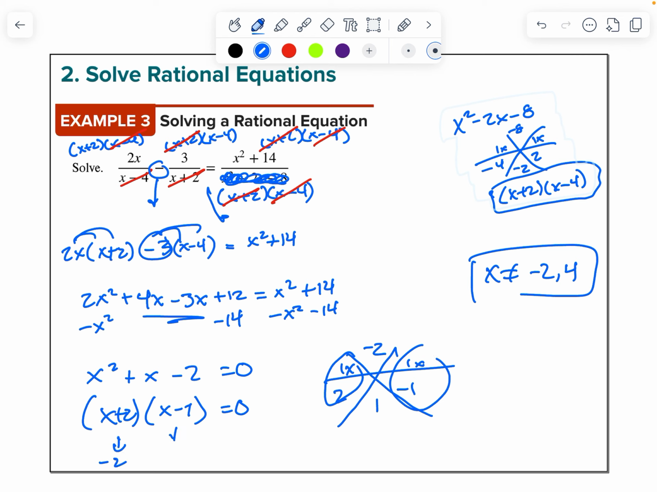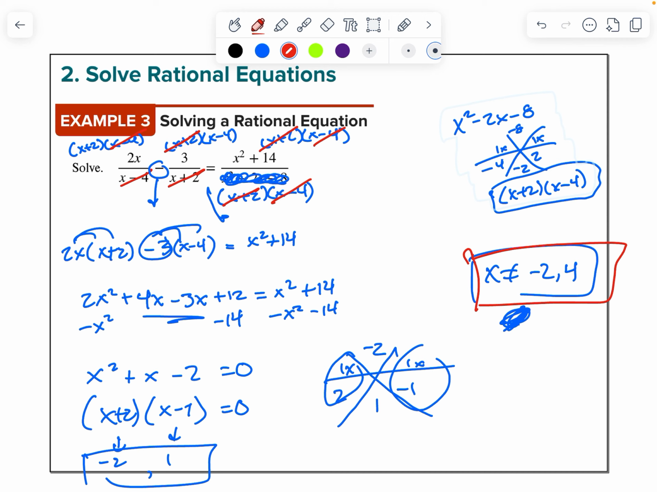Negative 2 would make that 0. Positive 1 would make that 0. So those are our 2 answers, but we do have to look at our restrictions, as they're called. If the question only asks for the restrictions, then you could just stop at that step. You don't have to go through and solve the whole way.